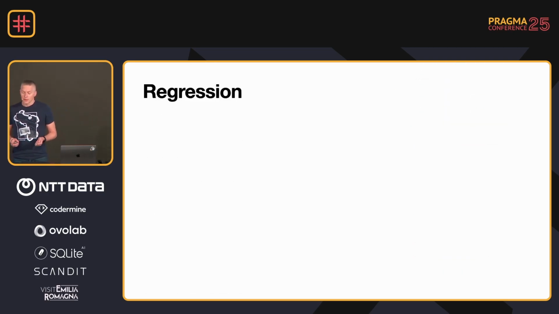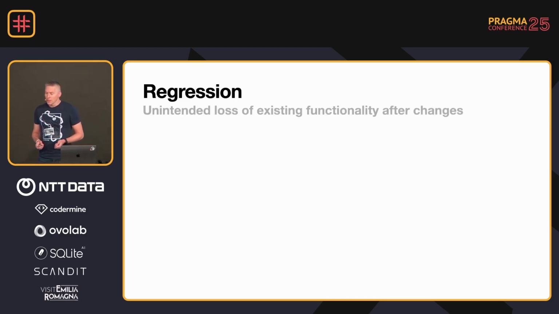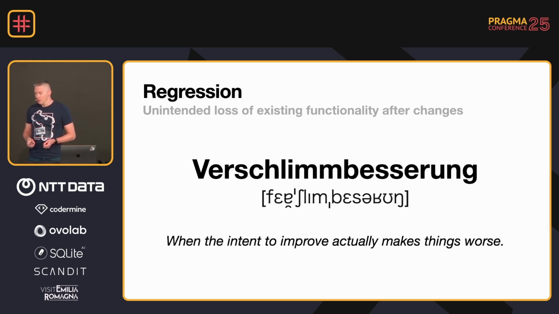What are regressions? It's unintended loss of functionality after changes. Which kind of changes? It could be long anticipated refactoring, a nice shiny feature, or an update of a third-party dependency to the latest version. And I know a cute German word which very well characterizes the effect, Verschlimmbesserung. It's when an intent to improve actually makes things worse.